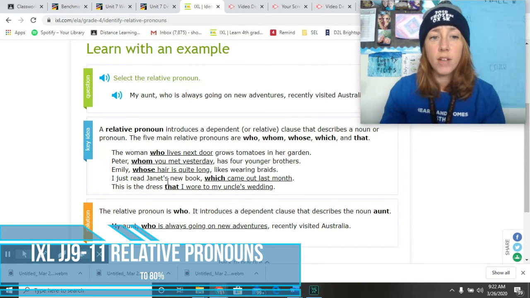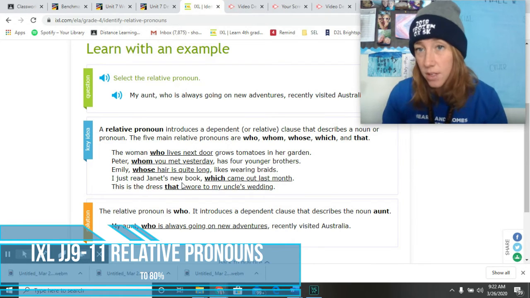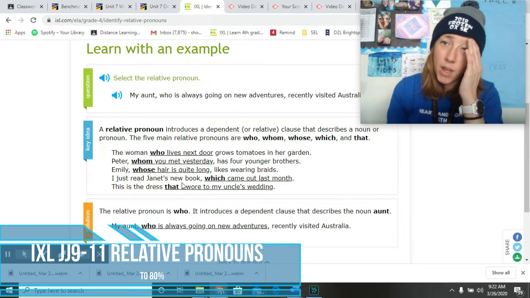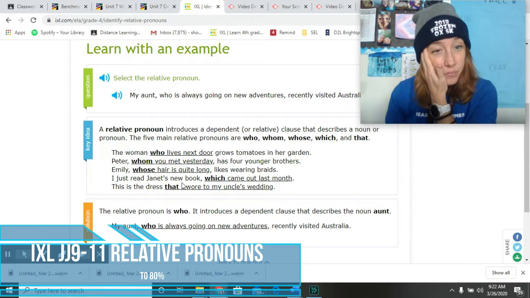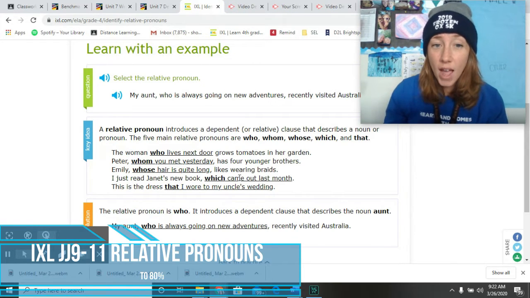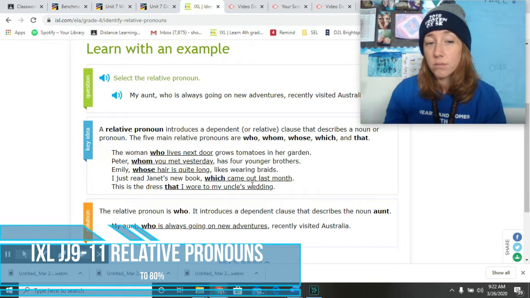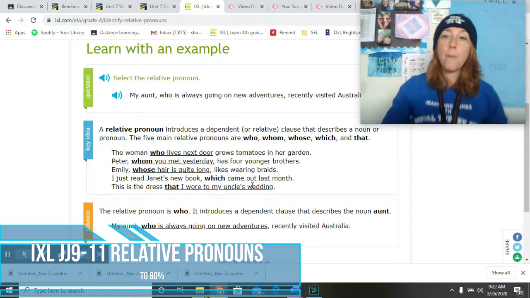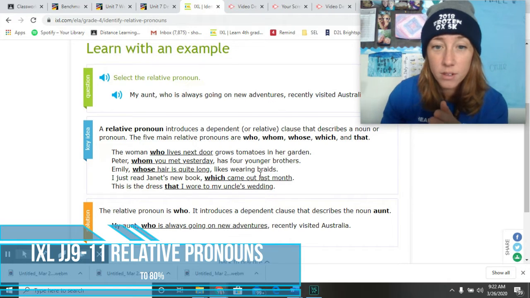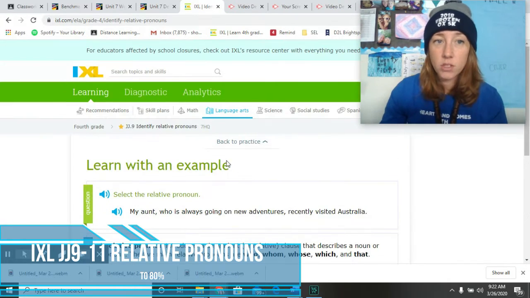quite long. I just read Janet's new book, which came out last month. I could just say I just read Janet's new book. But by saying which came out last month, I'm giving you some more detail there. This is the dress that I wore to my uncle's wedding. Okay? I could say this is the dress. Here it is. But now I'm telling you more about it. So, let's go back to the practice.